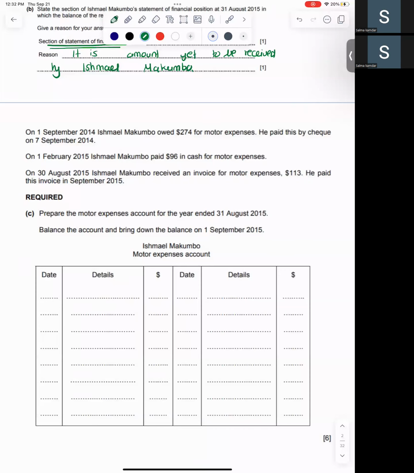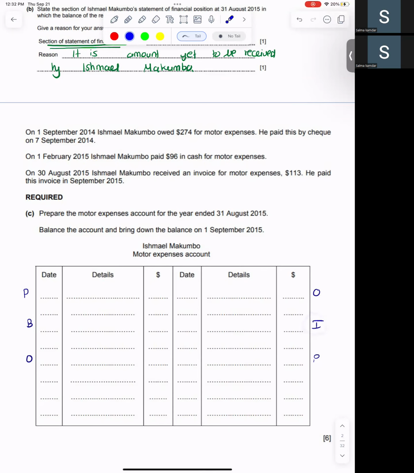Now they want us to prepare an expense account. You should know the format of an expense account. The format of the expense account is POPO B: prepaid expenses on the first day, outstanding expenses on the first day, prepaid and outstanding on the last day, money received during the year, and income and expenditure account. That means the expense for the year will be over here.